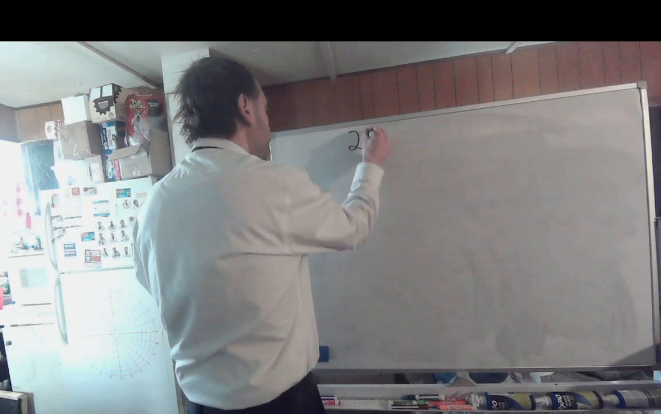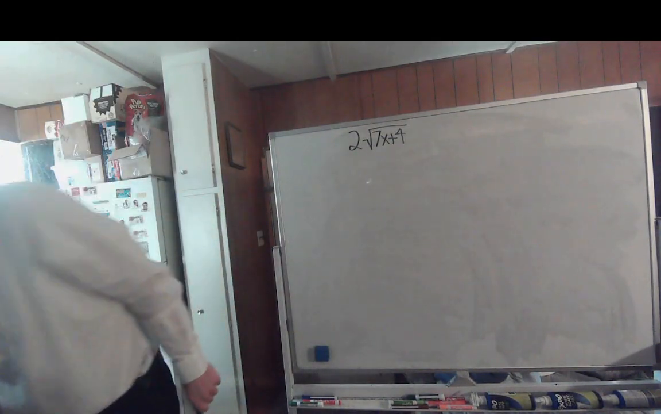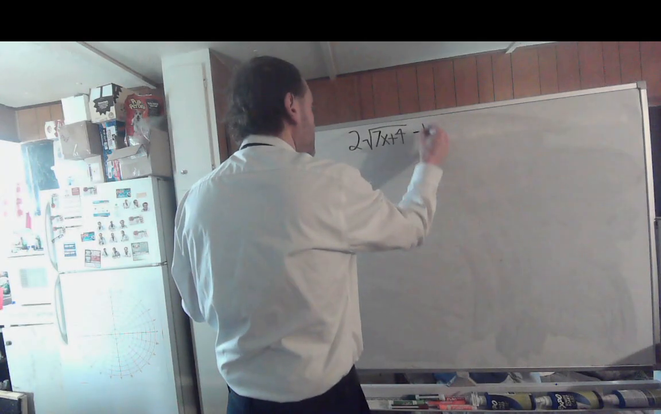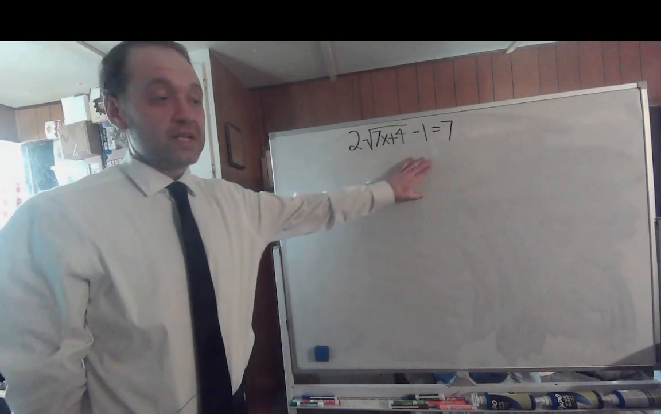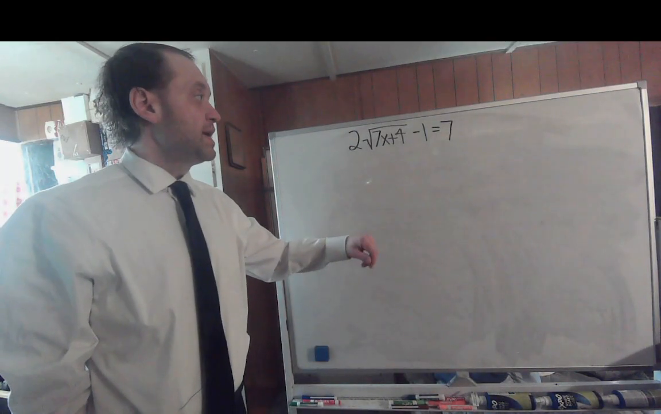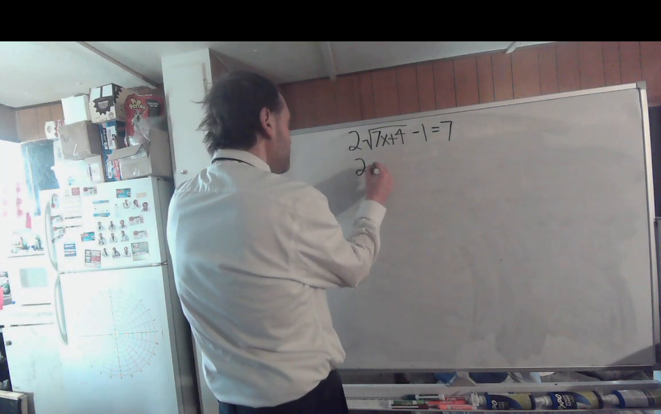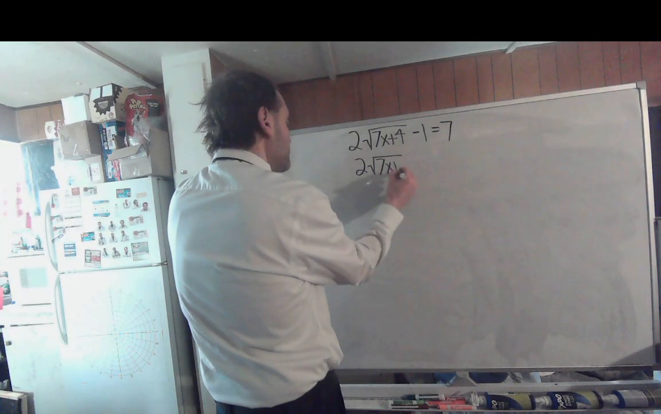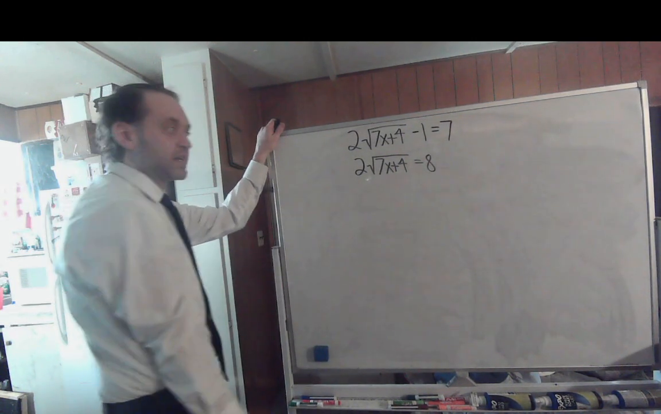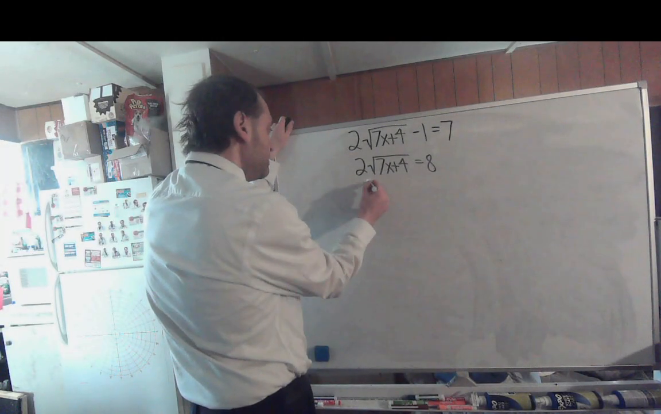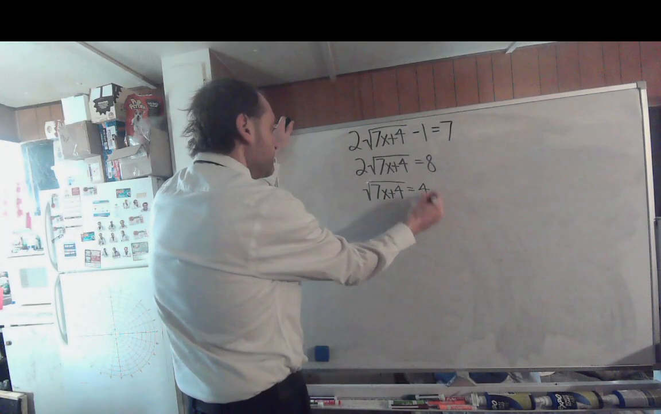Two times the square root of 7x plus 4 minus 1 is equal to 7. So we have 2 times the square root of 7x plus 4 minus 1 equals 7. Well, let's go ahead and get that 2 times the square root of 7x plus 4 by itself. Add 1 to both sides. So you'll get 2 times the square root of 7x plus 4 equals 8. Now we can get that square root of 7x plus 4 by itself. Divide both sides by 2. You would get the square root of 7x plus 4 is equal to 4.